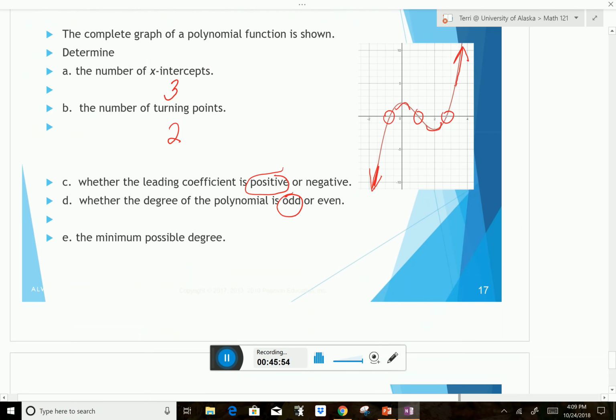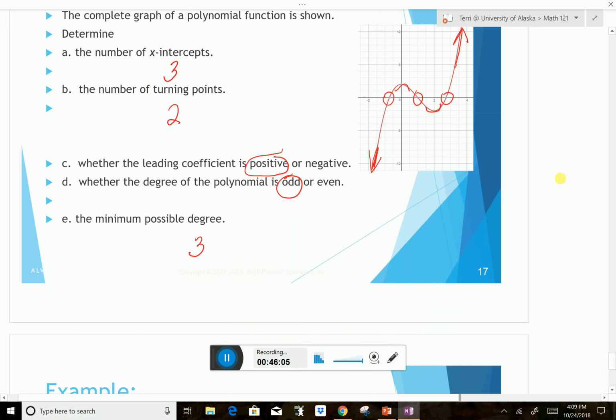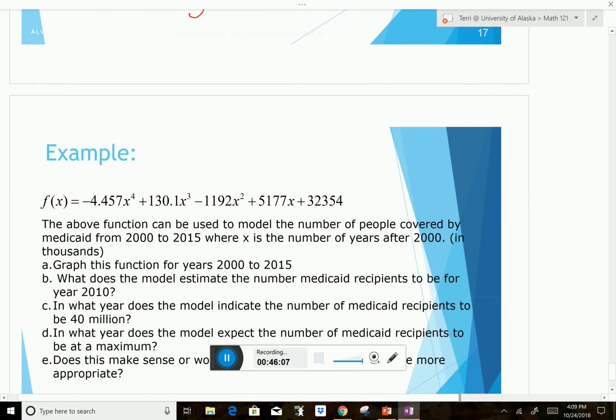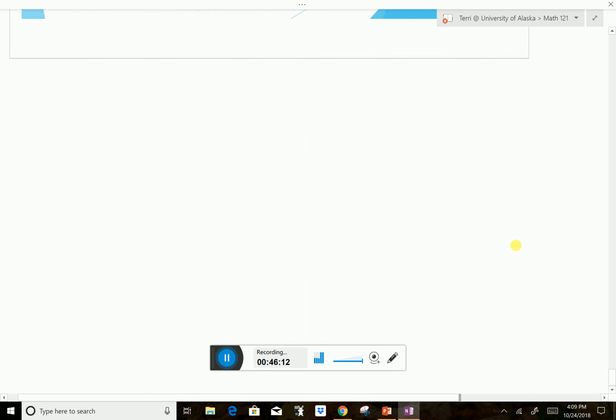So what is the minimum possible degree here? Well, 3 intercepts, 2 turning points. The lowest that can be is 3. So it's a cubic or more. Okay, let's do another example. That is the last one.